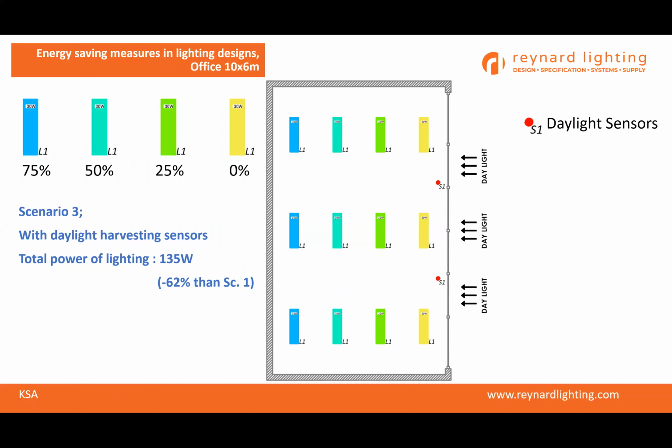During the day, more daylight is penetrating, and so the first row of luminaires will be completely off. Then this one will be dimmed down to 25%. This is 50%. This is 75%. With this scenario, the total power will be 135 watts only, and this achieves 62% saving compared to the base case.